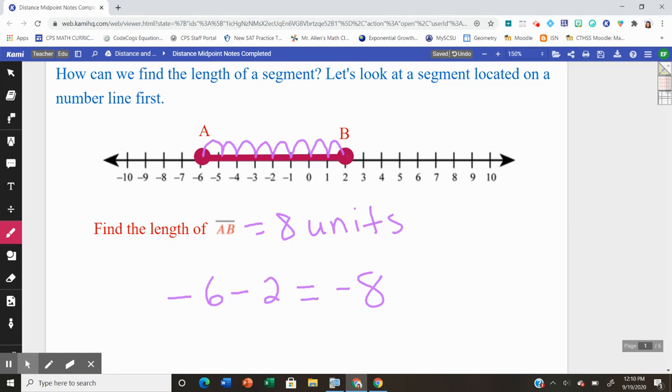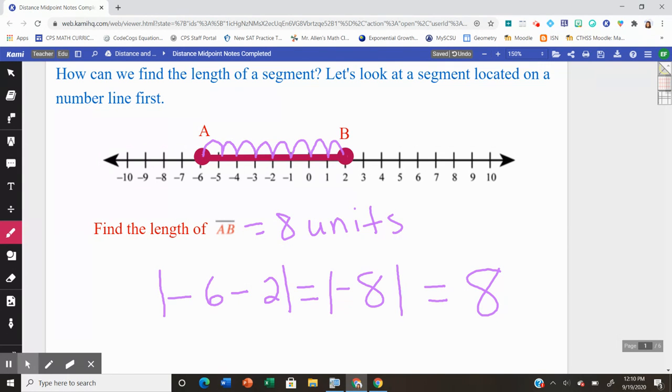So in our formula here, we're really just going to be looking at the absolute value of those differences. If we throw some absolute value bars around our difference, then we're really looking at the positive version. So we get the same answer as we did when we did the bunny hop. So in order to find the length of a segment on a number line, you can take the absolute value of the difference between the two endpoints.